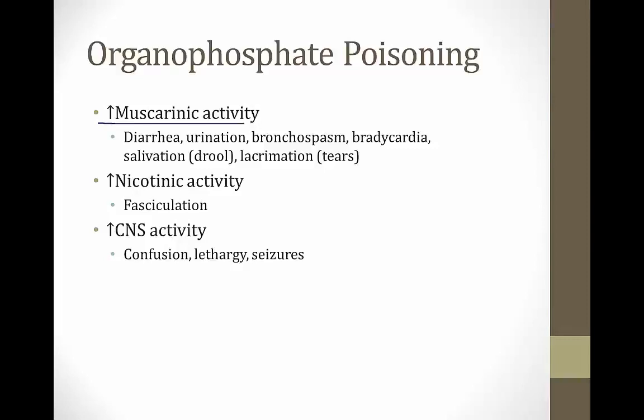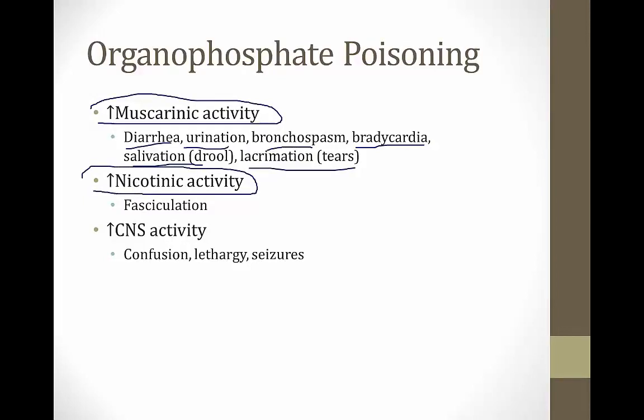So the muscarinic receptors, when they go into overdrive, cause diarrhea from stimulation of the GI tract, urination, bronchospasm. They slow the heart rate, giving bradycardia. They cause salivation, which is the drool he had, and they cause lacrimation, which are the tears he had. Activation of the nicotinic receptors by acetylcholine in overdrive causes muscle fasciculations, and activation of central nervous system or brain acetylcholine synapses leads to confusion, lethargy, and sometimes seizures.